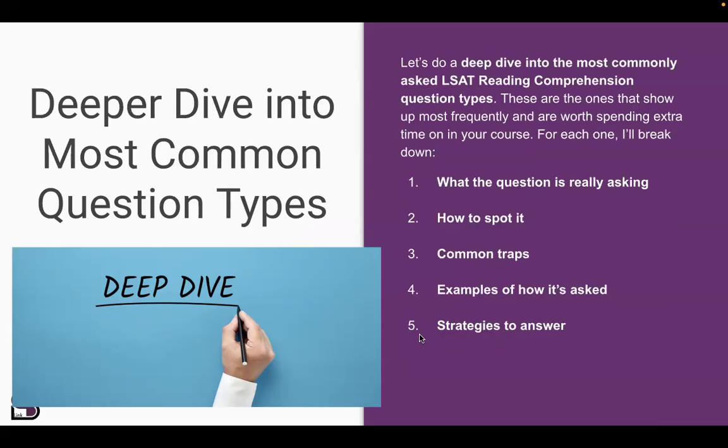So let's dive into the more commonly asked LSAT reading comprehension question types. These are the ones that show up most frequently and are worth spending extra time on in your course. So let's break them down. What the question is really asking, how to spot it, what are the common traps that they use, what are examples of how it's asked, and what strategies can you use to answer them?